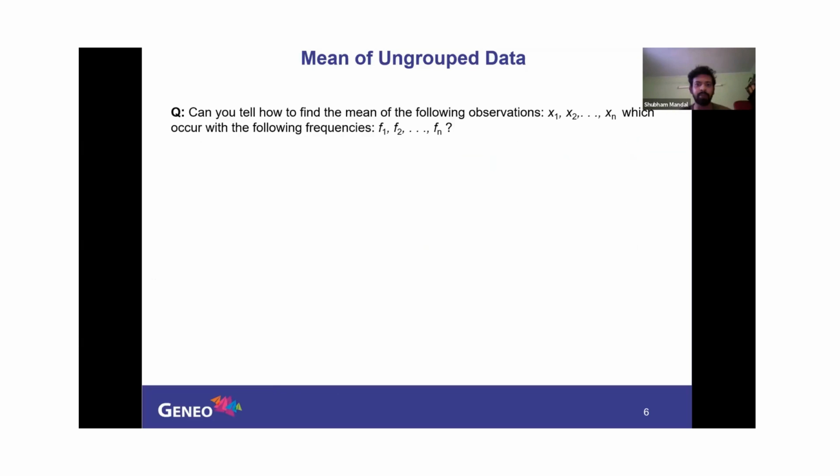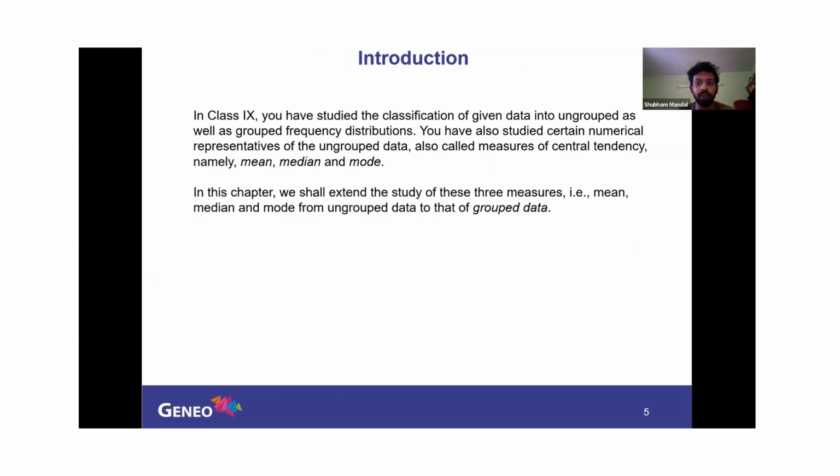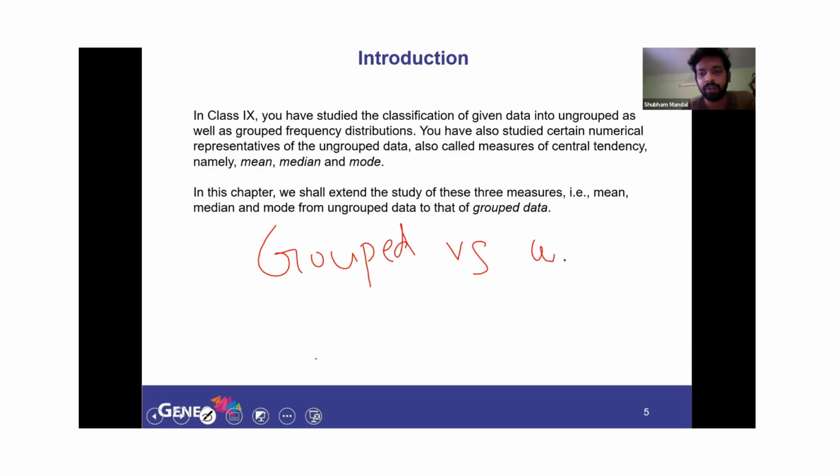Now guys, do you remember what ungrouped data is? What is the difference between grouped and ungrouped data? What is group data? Can you give an example? All right, if you do not know, let's understand this with an example.